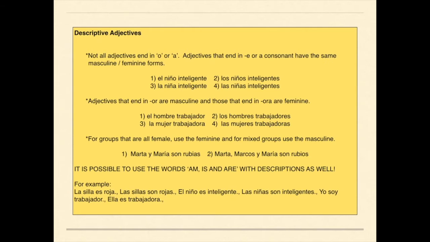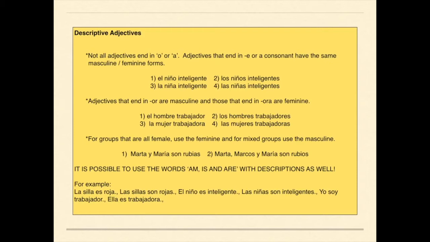However, not all adjectives will end in an O or an A. Some adjectives that end in an E or a consonant have the same masculine-feminine forms. Well, what does that mean? Let's take a look at the examples. Here we have, with number 1, el niño inteligente. Inteligente is the adjective. Number 2, los niños inteligentes. Number 3, la niña inteligente. And number 4, las niñas inteligentes. So notice that inteligente really only has two forms, singular and plural.